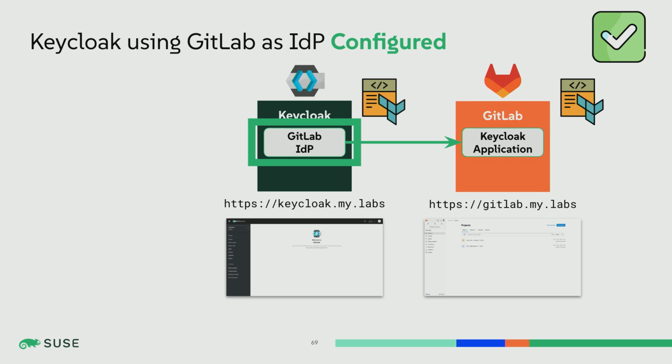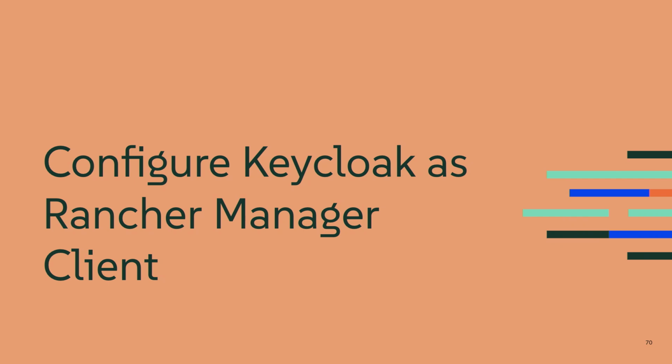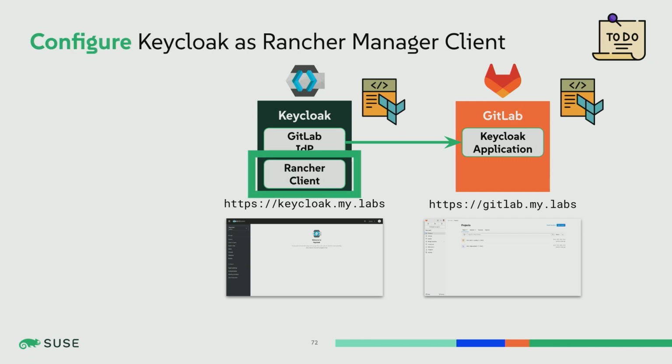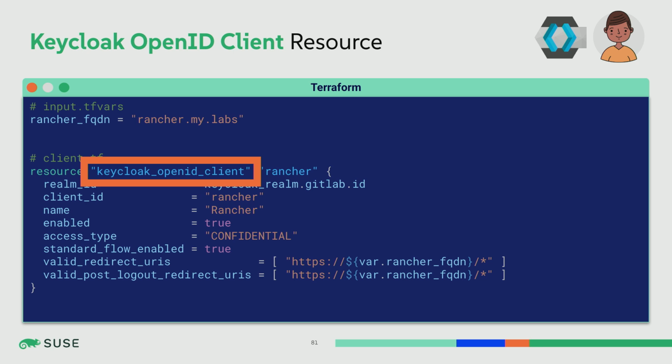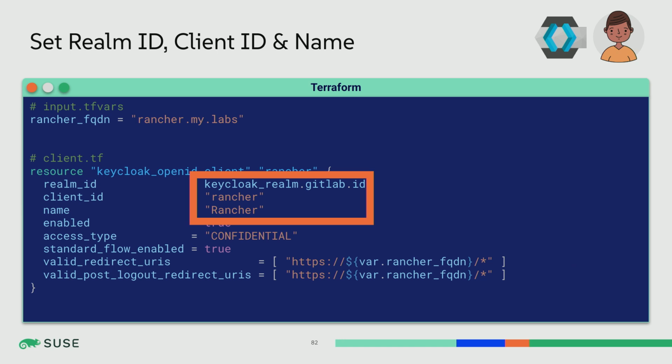So now we have this connection done: the GitLab identity provider is connected to the Keycloak application on GitLab. That means the Keycloak user can log into GitLab to be identified on Keycloak, in the specific realm gitlab. Now let's create a Rancher Manager client inside Keycloak. This Rancher client will use the same realm, so it will use the same user database on Keycloak, to let Rancher connect to Keycloak users, and then to the GitLab users. To do so, let's create the client using Terraform with a Keycloak OpenID client resource. We use the same realm as before, which we created in the previous slides.